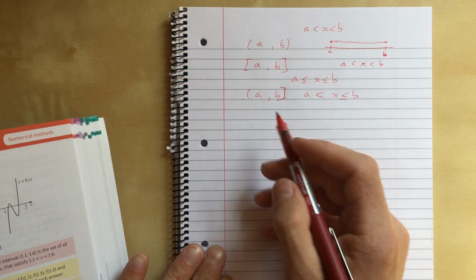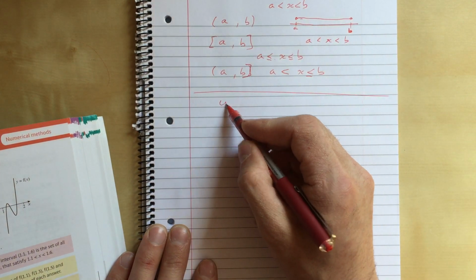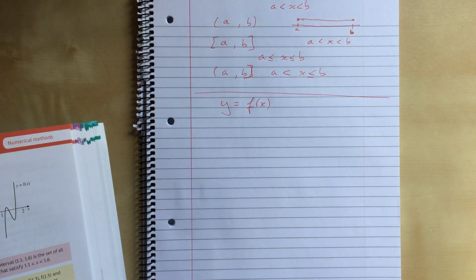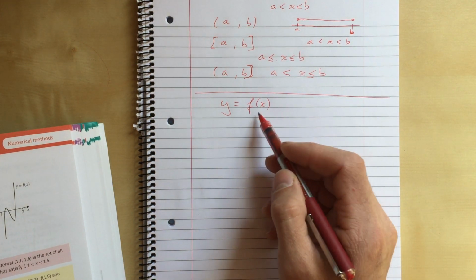Second thing we should be clear about is this. If we have a function, we have y equals f of x. So that f of x, remember, can be any algebraic expression. It could be sine x, cos x, e to the x, natural log of x, a polynomial in x, a quadratic, any algebraic expression there, okay?